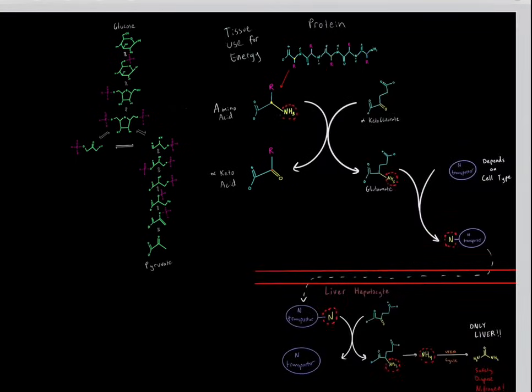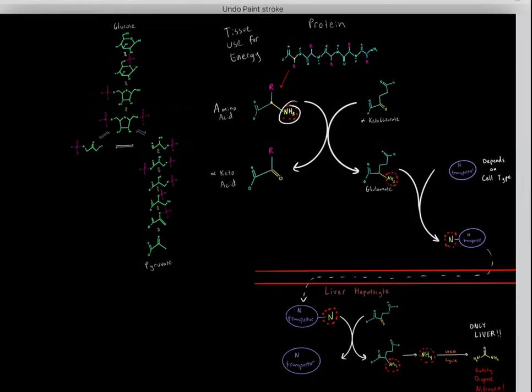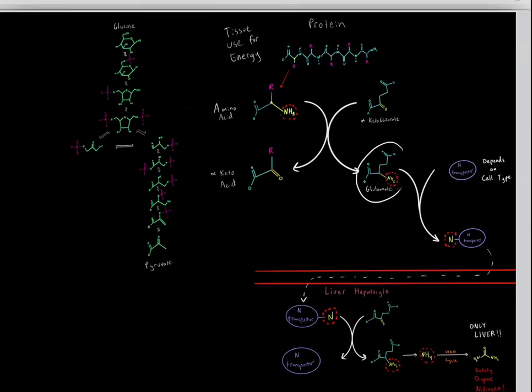Well, we usually have a nitrogen acceptor, and the universal nitrogen acceptor is alpha ketoglutarate. So this alpha ketoglutarate accepts that nitrogen. This nitrogen waste we donate to alpha ketoglutarate to form glutamate.